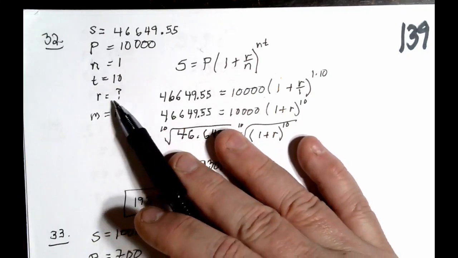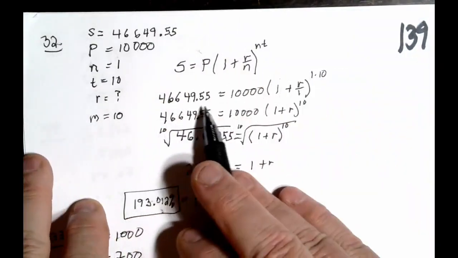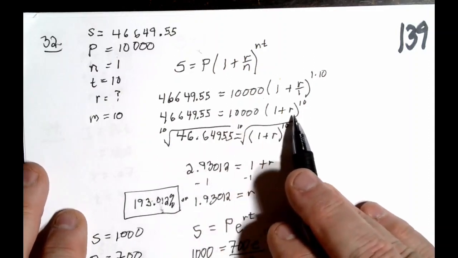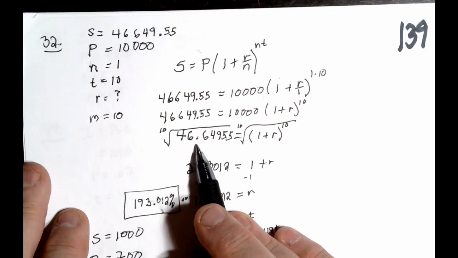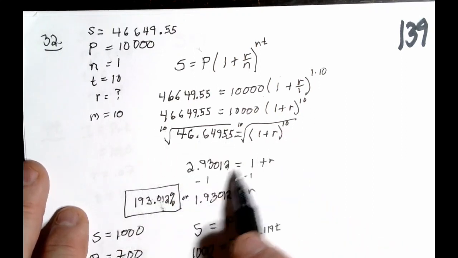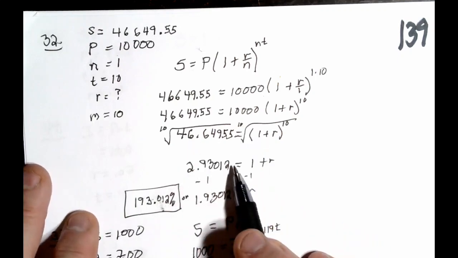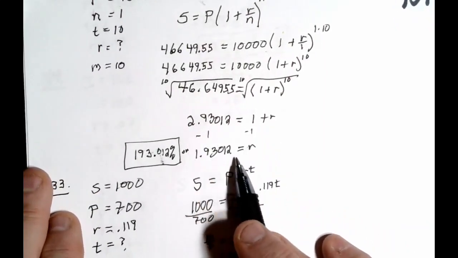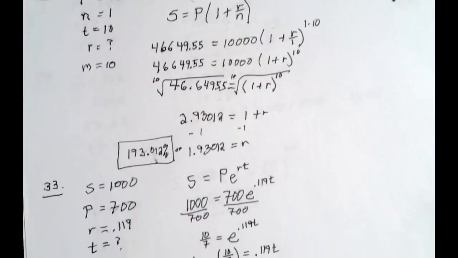You don't know the interest rate, and you do know everything else. So you plug in all the things that you know, and everything you know except for r. So you got all this equals 1 plus r to the 10. Divide by 10,000. You get this equals 1 plus r to the 10. Take the 10th root of both sides. Another way to do the 10th root is raise it to the 1/10th power. Okay, and then you subtract 1 and you get this guy, 1.93, which is 193%. That's a very good interest rate.